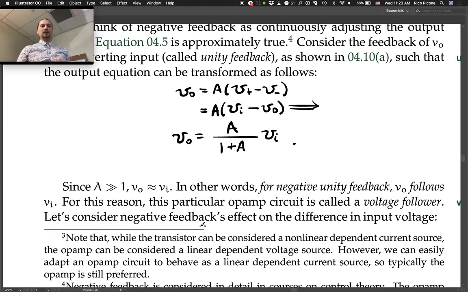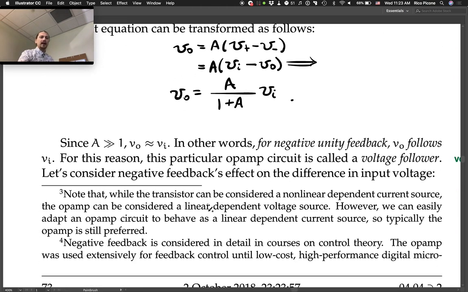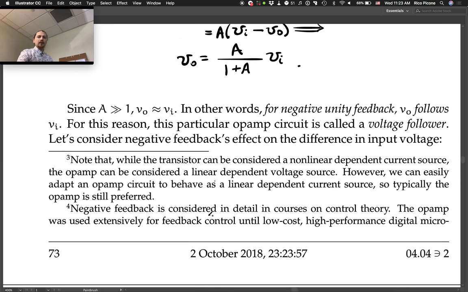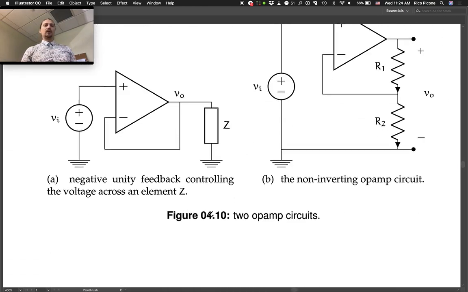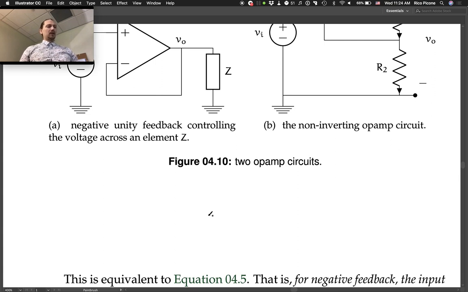Okay, so there's the voltage follower. Let's consider negative feedback's effect on the difference in input voltage. Okay, so we're exploring this to understand how feedback is affecting things. So V plus minus V minus is the difference in the input voltage. That's just equal to V plus minus V out, right? Because we said V minus is just V out.